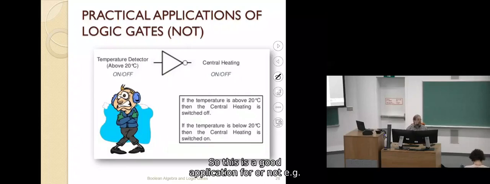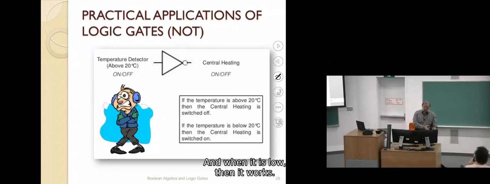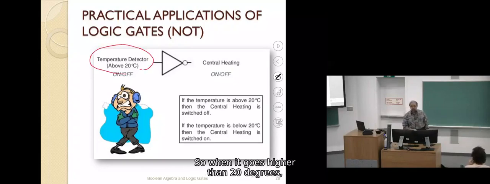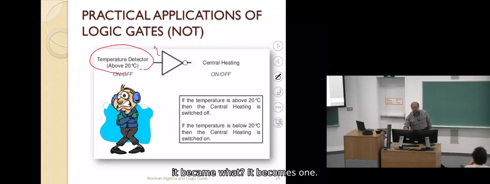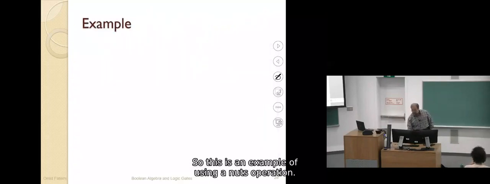NOT. For example, you want to have a heater, so when the temperature goes high, it turns off, and when it is low, then it works. You put the temperature detector at the input, so when it goes higher than 20 degrees, it becomes 1. Then when it becomes 1, it will produce 0, so it turns off the heater. So this is an example of using a NOT operation. Example.